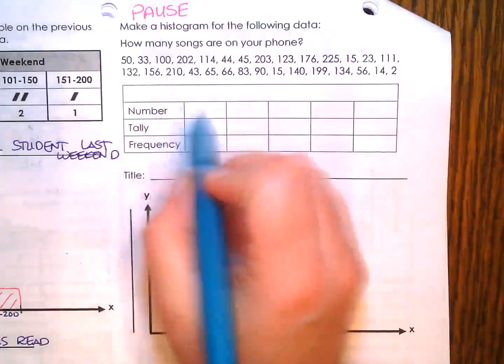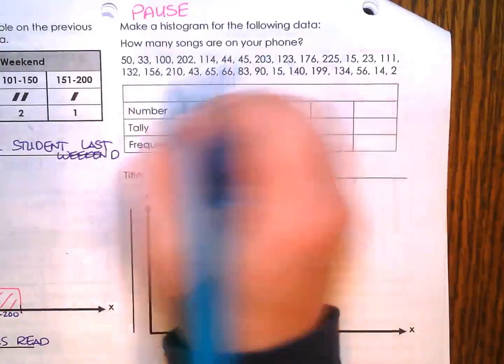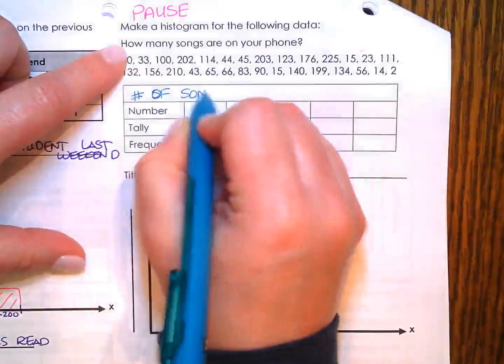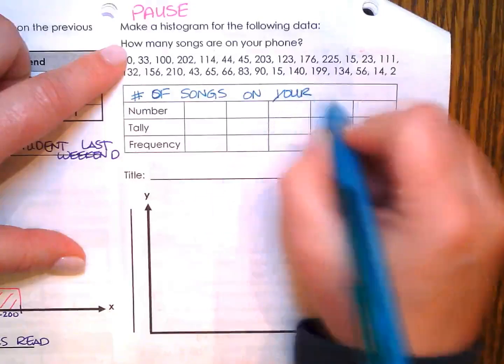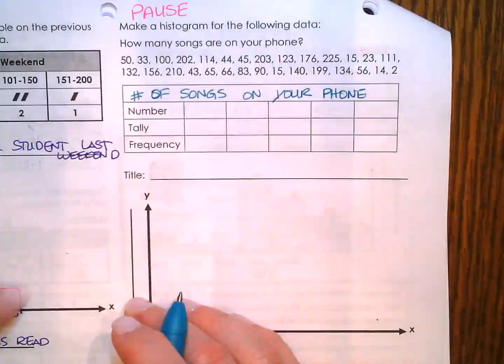In order to begin this, to make our frequency table, first we need to talk about how many songs are on your phone. So, number of songs on your phone. Okay, so that was the question that was asked. That's the title of my frequency table.